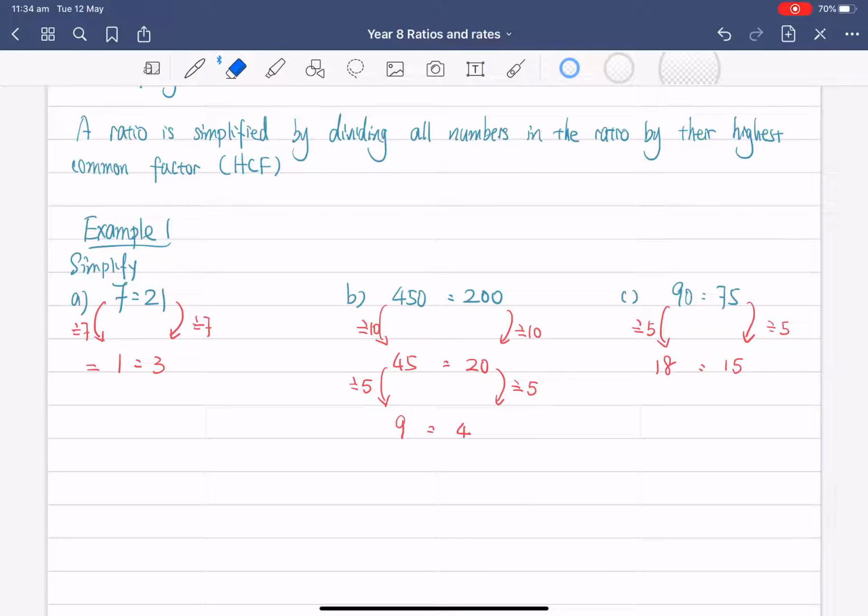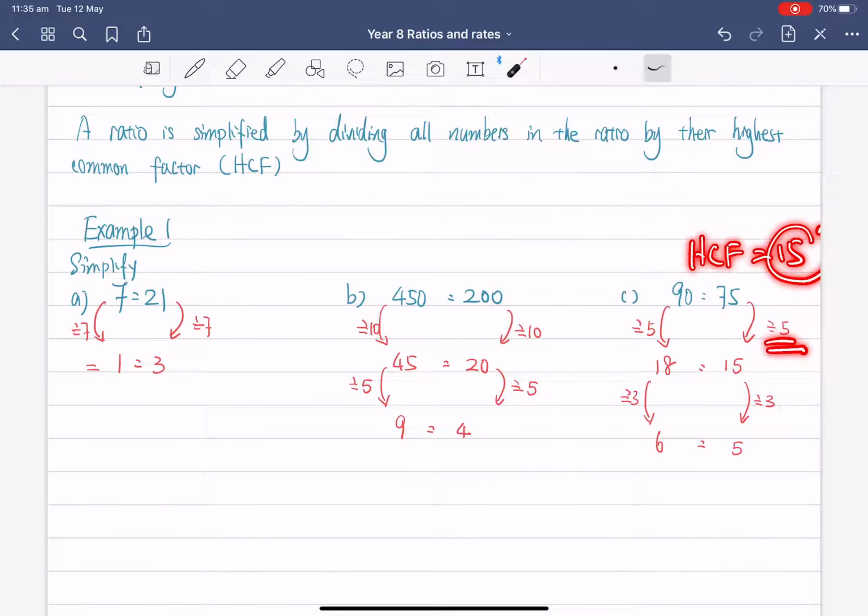Now, can we further simplify this? I'm pretty sure you can, because again, between 18 and 15, the highest common factor is equal to 3. So then we divide everything by 3, then you will get 6 to 5. All right, so that's the point I want to make. Instead of dividing by 15 straight away, because the highest common factor is 15, sometimes it's not that easy to know the highest common factor is equal to 15. What we can do is divide by 5 first, because we know it's got 5 and 0 at the end. Then we divide by 3 after we know the answer we get is 18 and 15. All right, so that's example 1, pretty easy.